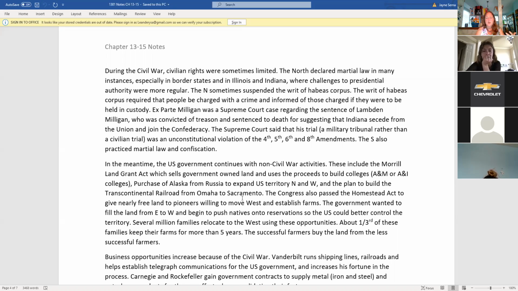The South also practiced martial law and confiscation, and probably overall were harsher in some ways, although this Milligan example is pretty bad. Now, the South is going to put people in much harsher prison situations as well. So, yeah, if you get arrested, because there'll be certain parts of the South that don't want to secede.